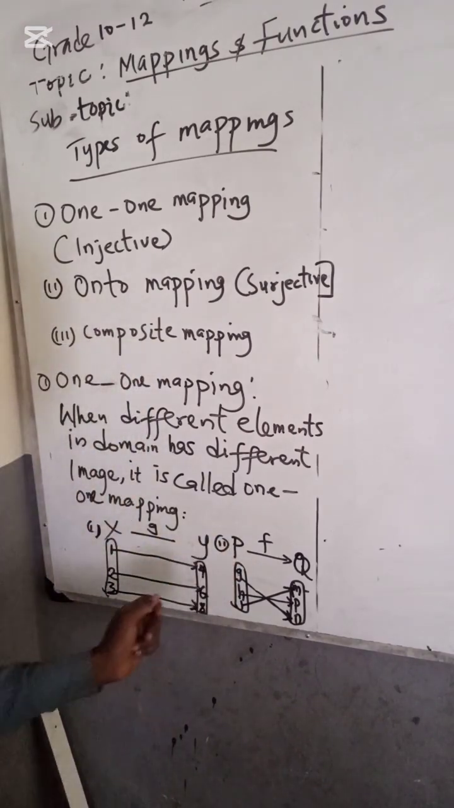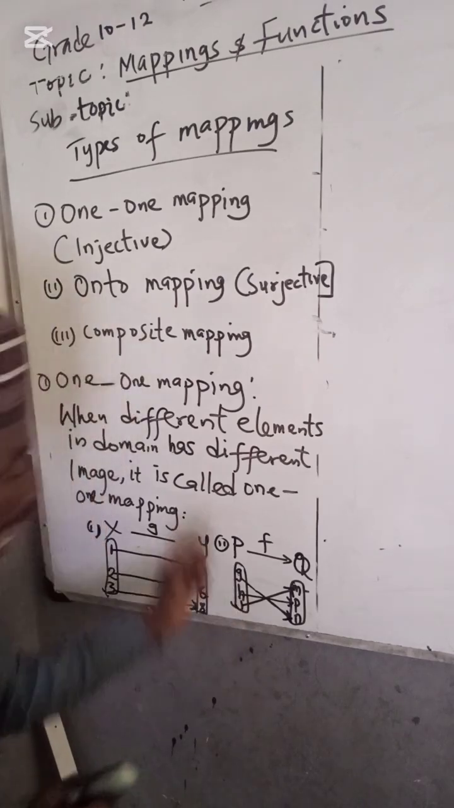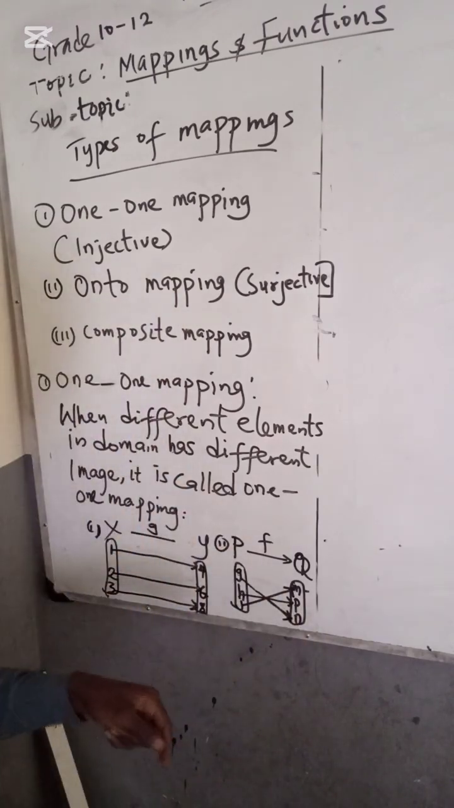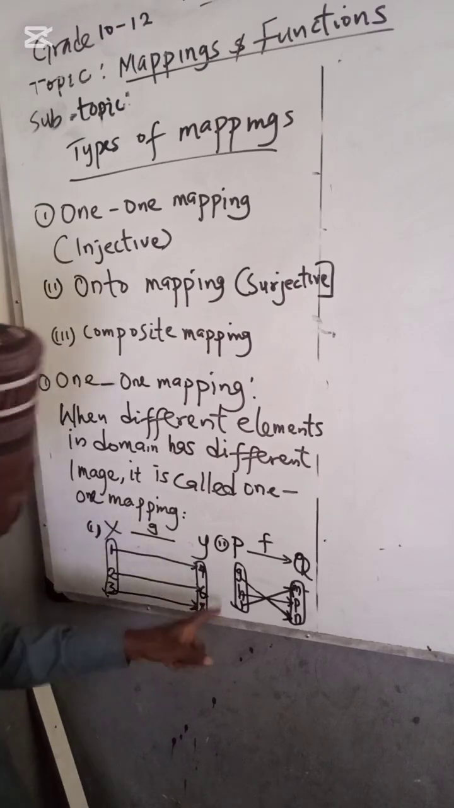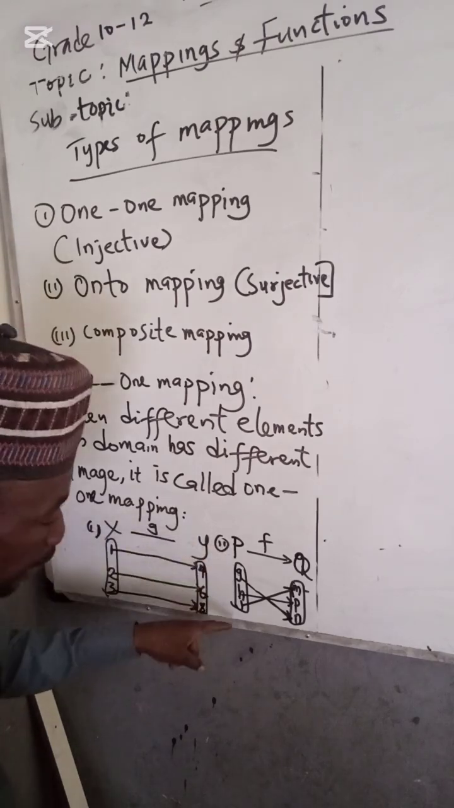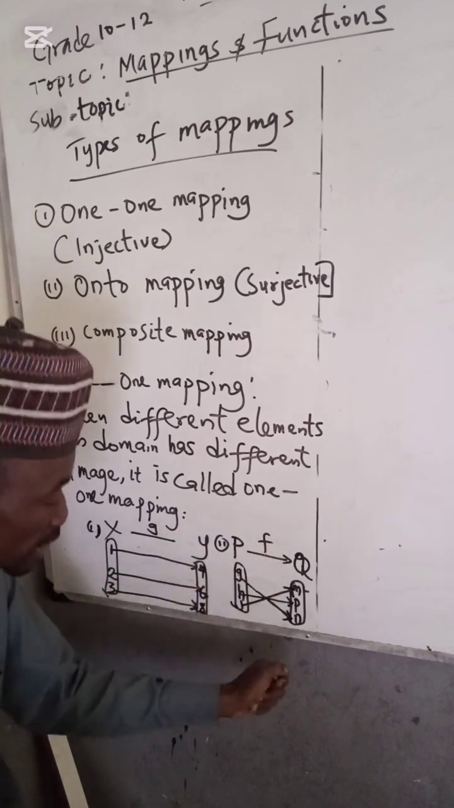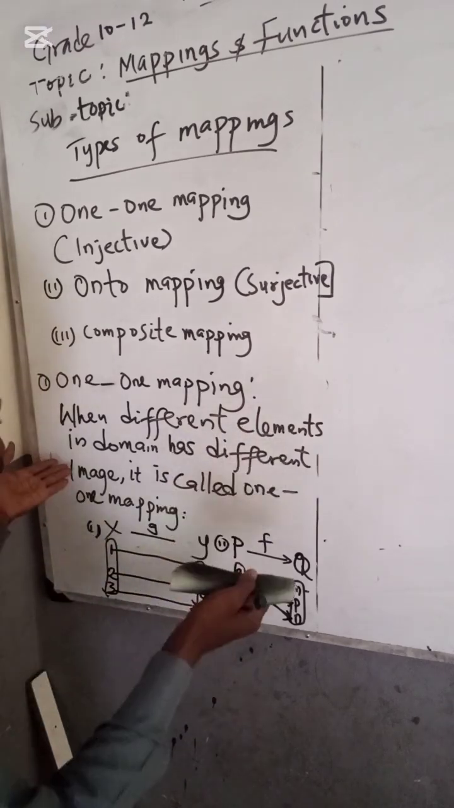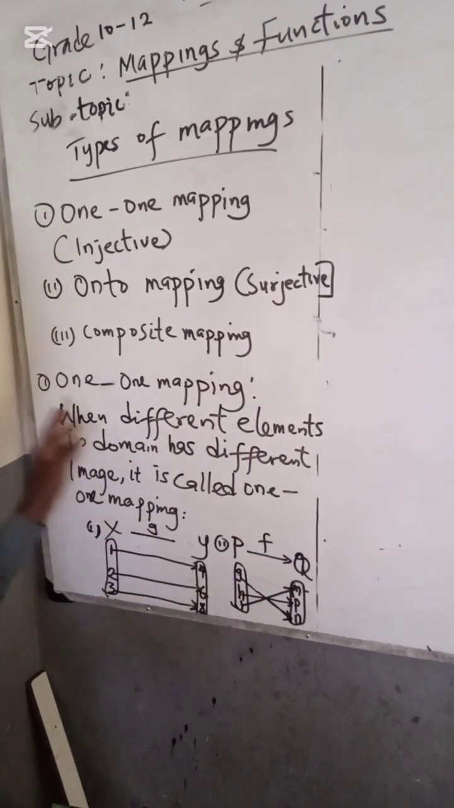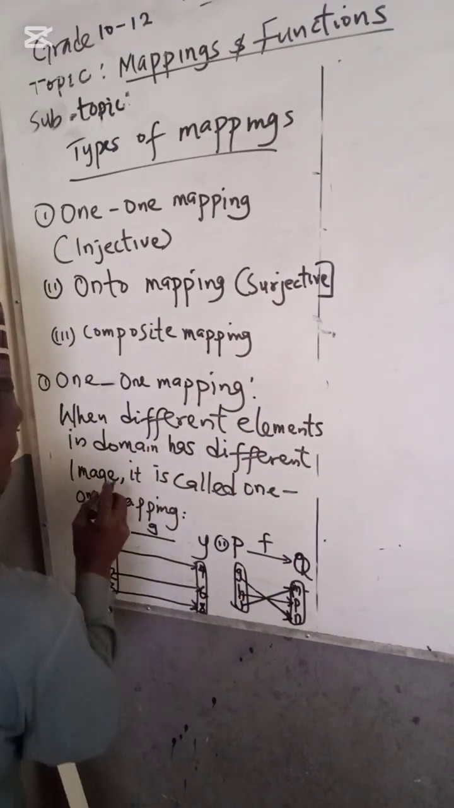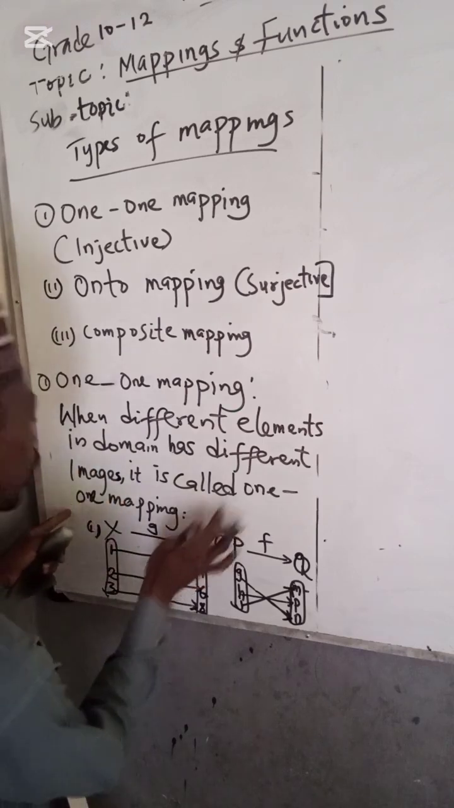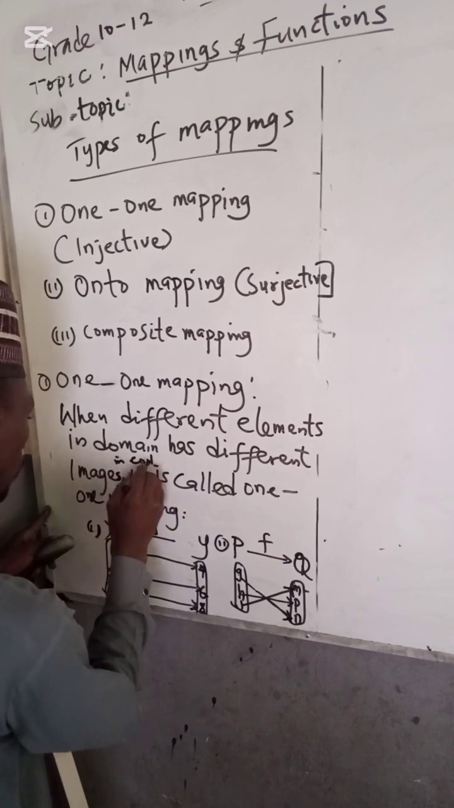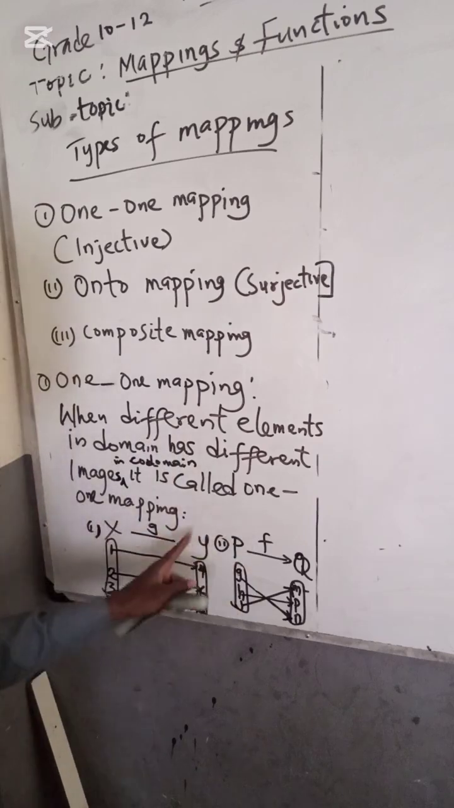Why is it a mapping? It is a mapping first because each element in the domain has a unique image in the codomain. Now, why is it one-to-one mapping? It is one-to-one mapping because elements in the domain have different images in the codomain, which supports the definition of one-to-one mapping that says when different elements in the domain have different images in the codomain, it is called one-to-one mapping.